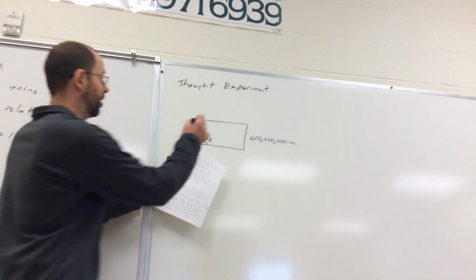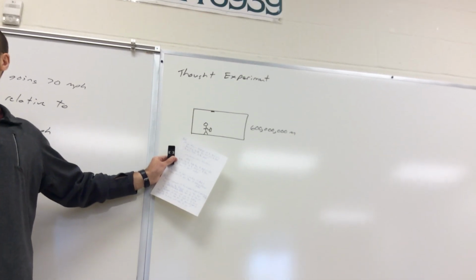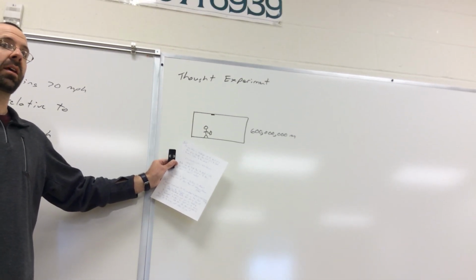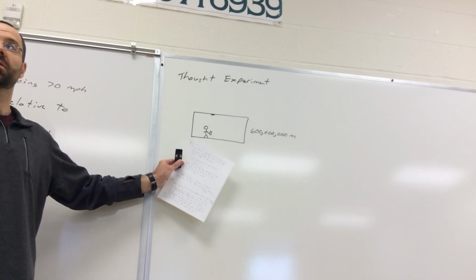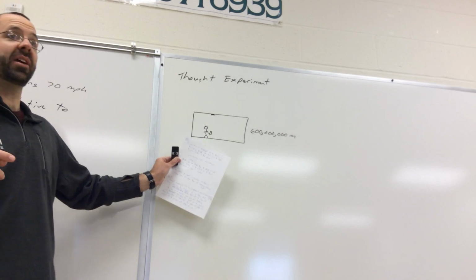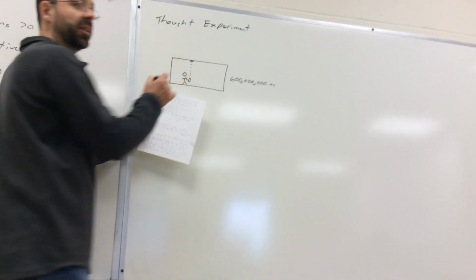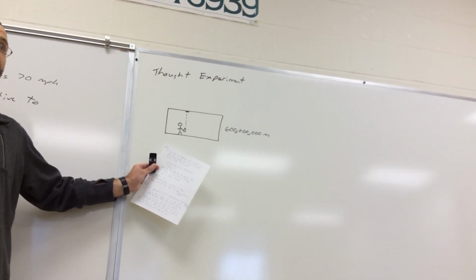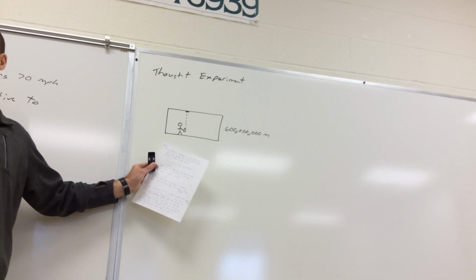And there's a mirror up here on the roof of the train car, right? And let's say the train's not moving. So since the train's not moving, the person turns the flashlight on, the light goes up to the mirror and then bounces back down, right? How long does it take the light to go up to the mirror and bounce back down?